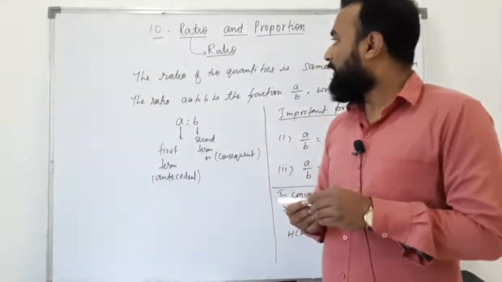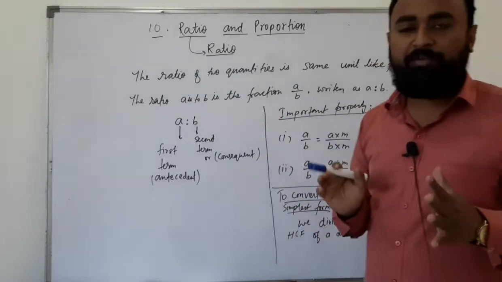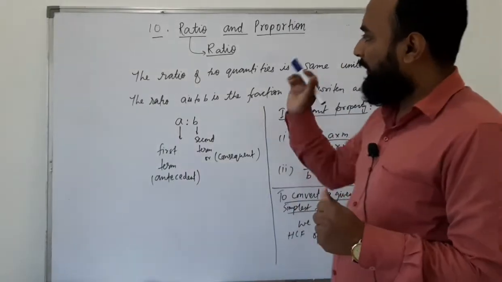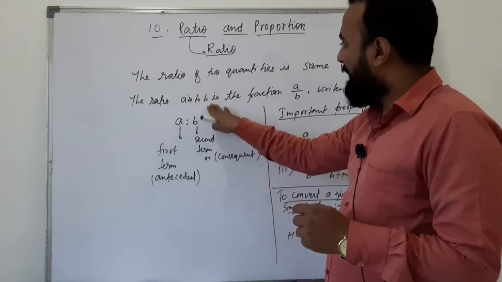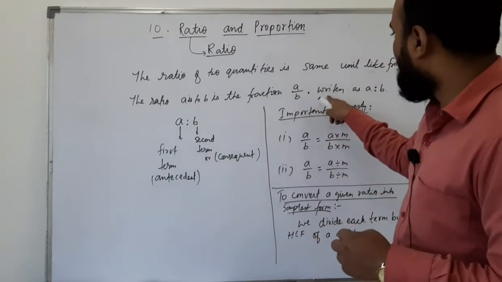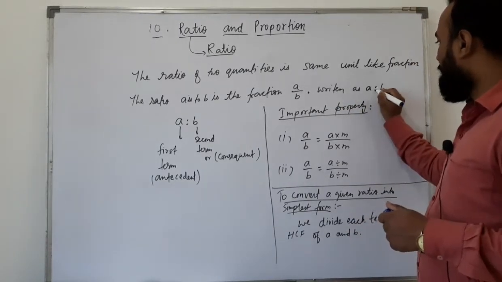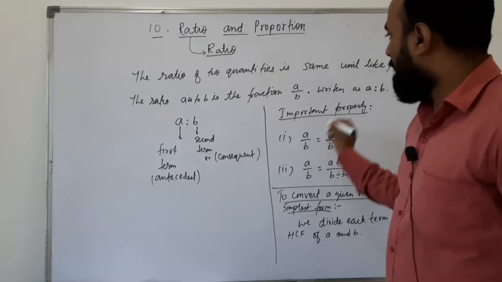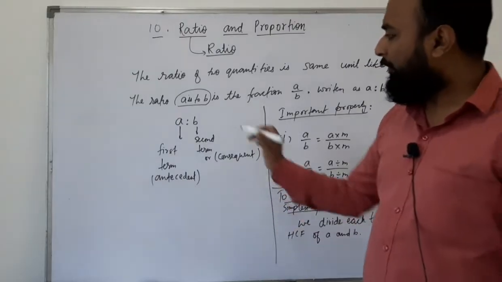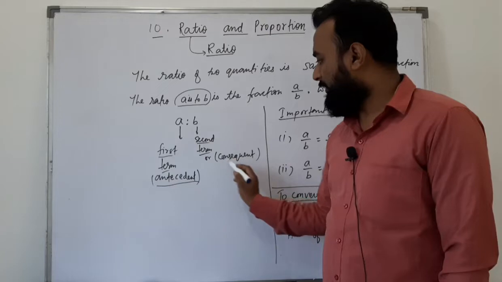A ratio of two quantities of the same unit is like a fraction. Ratio of two quantities is the same as a fraction. So here, see, the ratio a is to b is the fraction a by b. A by b is written as a is to b, like this. You have to write a, a colon, b. How to read this? A is to b, and the first term is known as the antecedent, and the second term is known as the consequent.